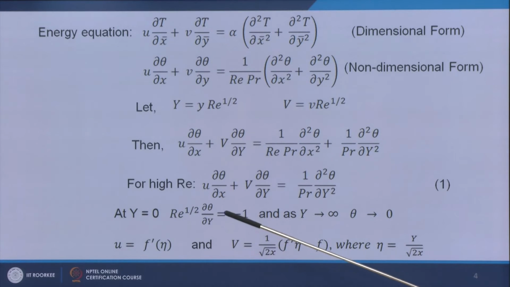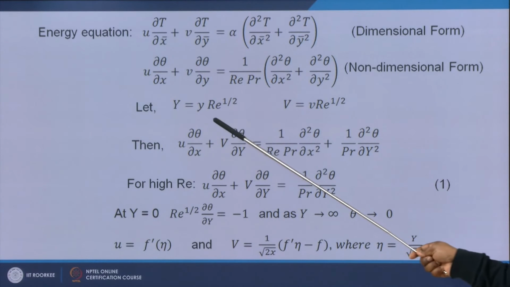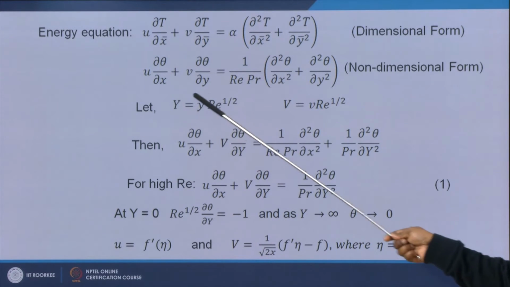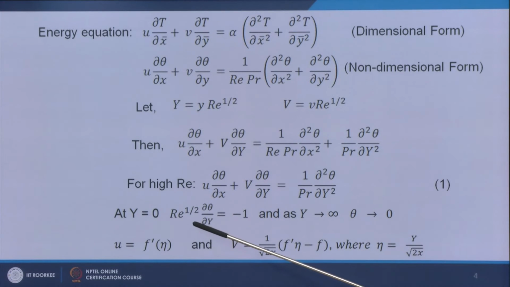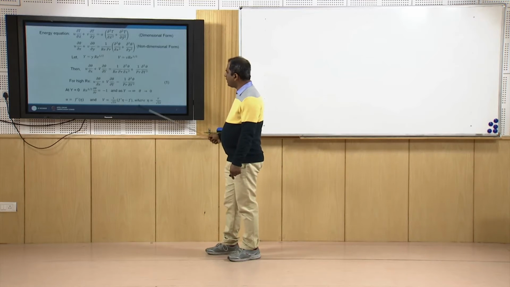Earlier we have seen that del theta by del small y was -1. Now as we have used the capital Y and small y relationship like this, here Re to the power half is coming in front of that. So Re to the power half del theta by del Y is equal to -1. This is capital Y, remember. And far away from the plate the condition will not change, so theta at infinity tends towards 0.